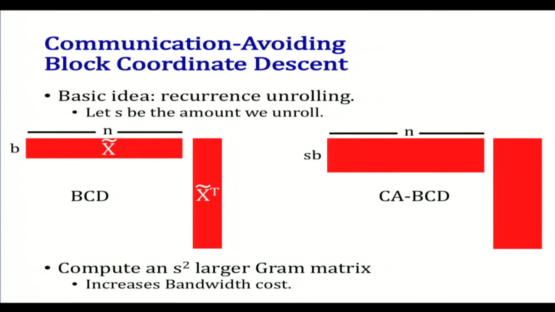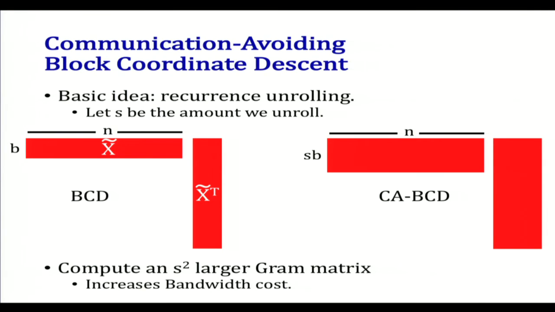One of the interesting things with the block coordinate descent algorithm, because it's so iterative, is that you get recurrences. At every iteration, you compute this b by n matrix multiply, update the w vector, select a new set of b rows, and keep doing it again and again. That's a recurrence, and what you can do is unroll that recurrence algebraically. You write down the problem, derive a few steps, and unroll. I'm going to introduce a variable s that represents the amount that we unroll.